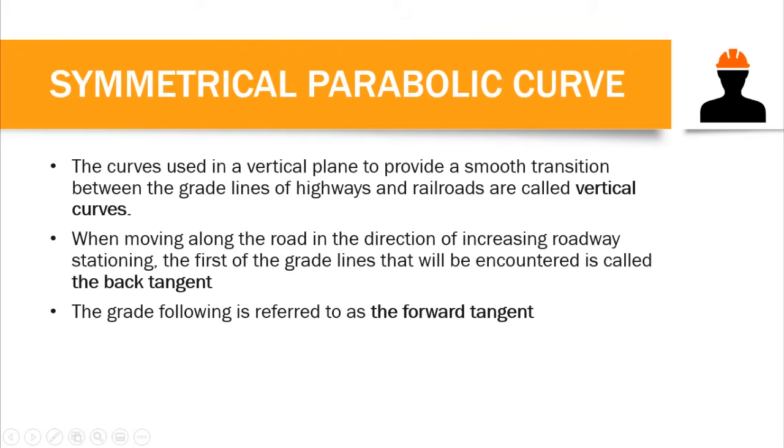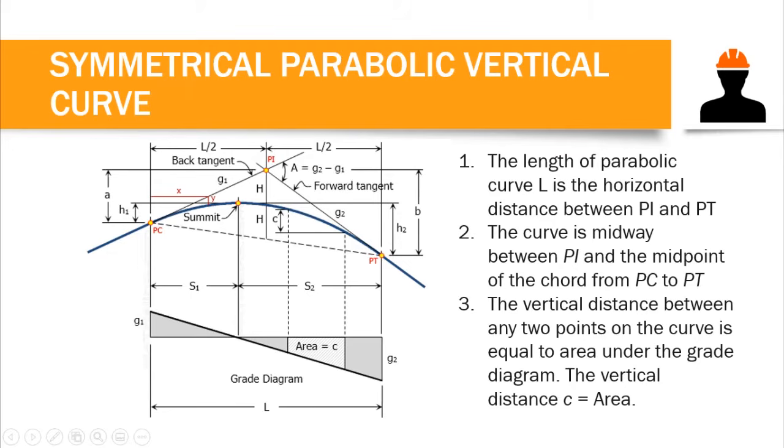Now, the curves used in a vertical plane to provide a smooth transition between the grade lines of highways and railroads are called vertical curves. When moving along the road in the direction of increasing roadway stationing, the first of the grade lines that will be encountered is called the back tangent, and the following grade tangent is what we call the forward tangent. So basically, this is an example of a parabolic curve.